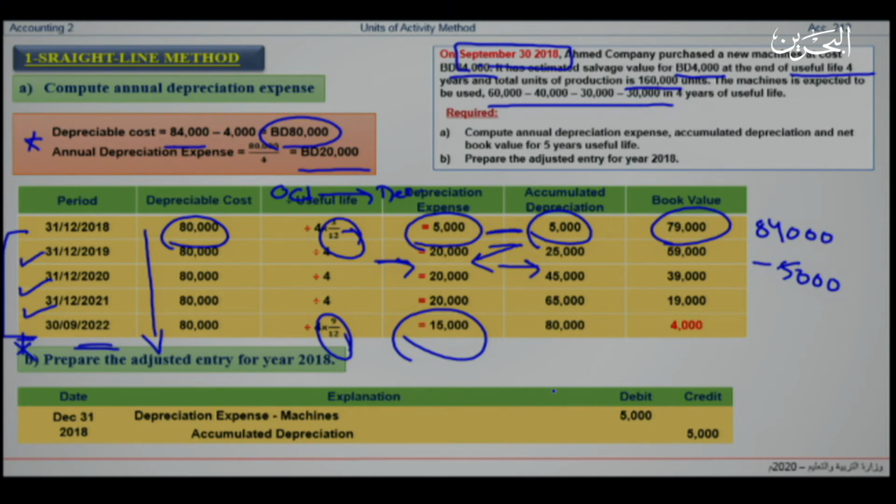Now, we will move to write the adjusting entries. On the debit side, I will write the depreciation expense for the machine with the amount. They want it for the first period, so the depreciation expense for the first period will be 5,000. I will write the 5,000 for the depreciation expense. Moving on to the credit side with accumulated depreciation, I will also write the amount of the depreciation for that period, which is 5,000.